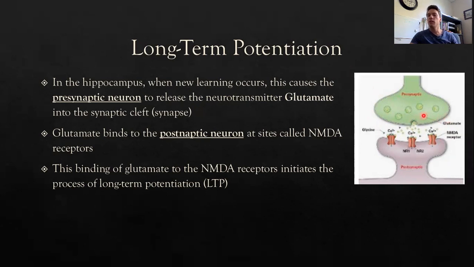So glutamate is released from the presynaptic neuron into the synaptic cleft, and it binds to NMDA receptors on the postsynaptic neuron. Glutamate from the presynaptic neuron enters the cleft and binds to an NMDA receptor on the postsynaptic neuron. And this binding of glutamate to the NMDA receptor initiates a process referred to as long-term potentiation, which again is the whole process that underlies, or is theorized to underlie, the formation of long-term memories.